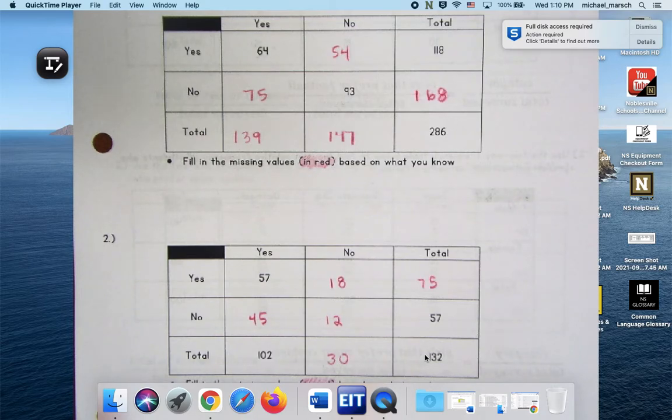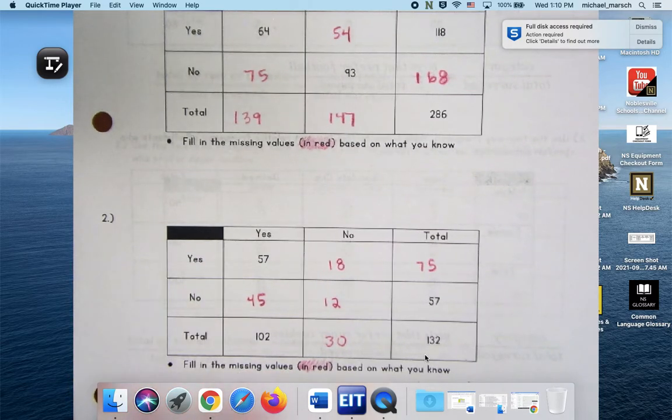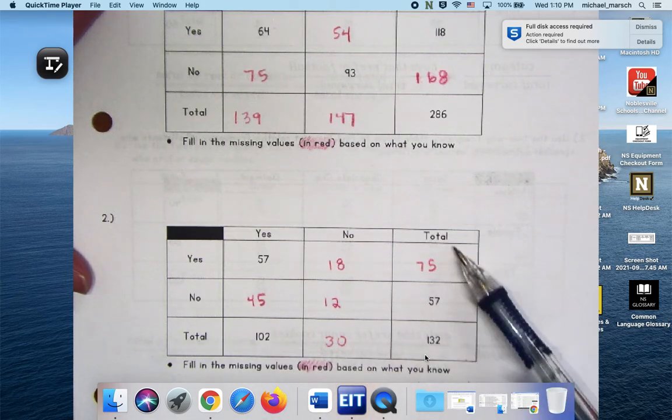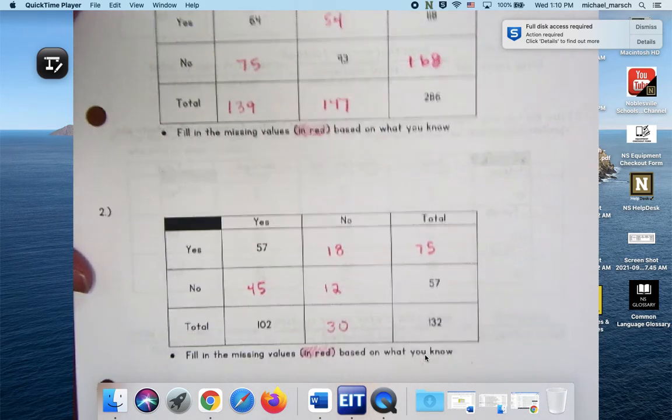All right, check your numbers. Notice that my yes rows add up, my no rows, my yes columns, no columns, and then this is the total, right? These two numbers should add up to this corner. These two numbers should add up to this corner.